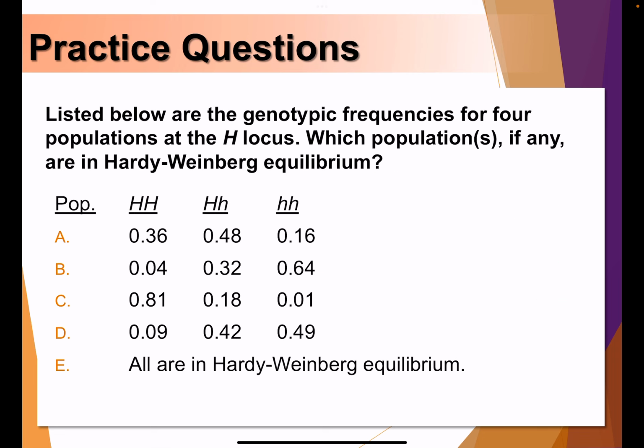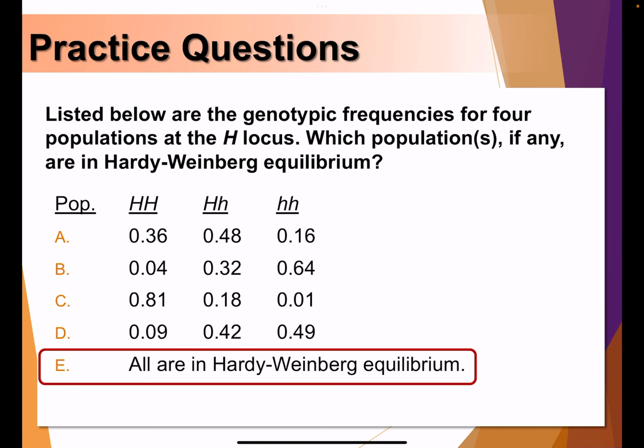So listed below are the genotypic frequencies for 4 populations at the H locus, or H gene. Which populations, if any, are in Hardy-Weinberg equilibrium? Turns out that all of them are in Hardy-Weinberg equilibrium. So we'll do one of these as an example. Let's take this first one as an example.